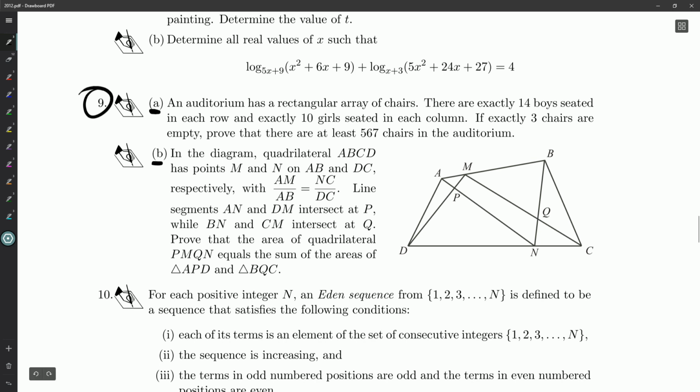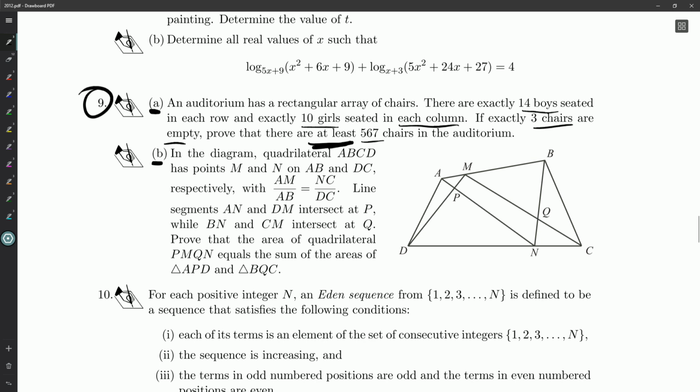All right, A part. An auditorium has a rectangular array of chairs. There are exactly 14 boys seated in each row and exactly 10 girls seated in each column. If exactly 3 chairs are empty, prove that there are at least 567 chairs in the auditorium.